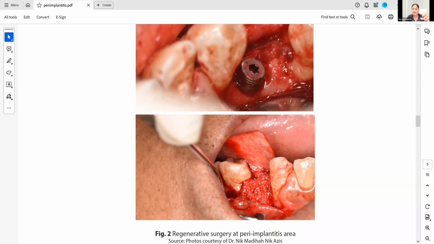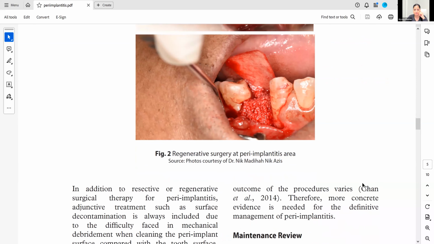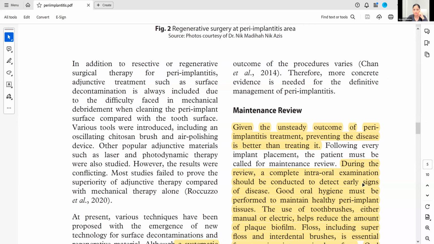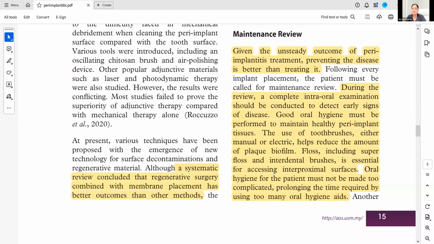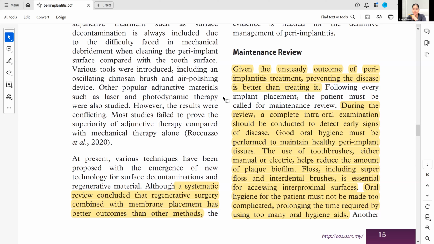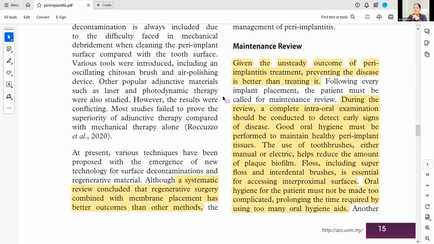This was done, and you would see that again, you cannot see the fixture anymore, and you were able to put the graft and the height was restored along with the thickness. A systematic review concluded that regenerative surgery combined with membrane placement has better outcomes than other methods. Given the unsteady outcome of peri-implantitis treatment, preventing the disease is better than treating it.